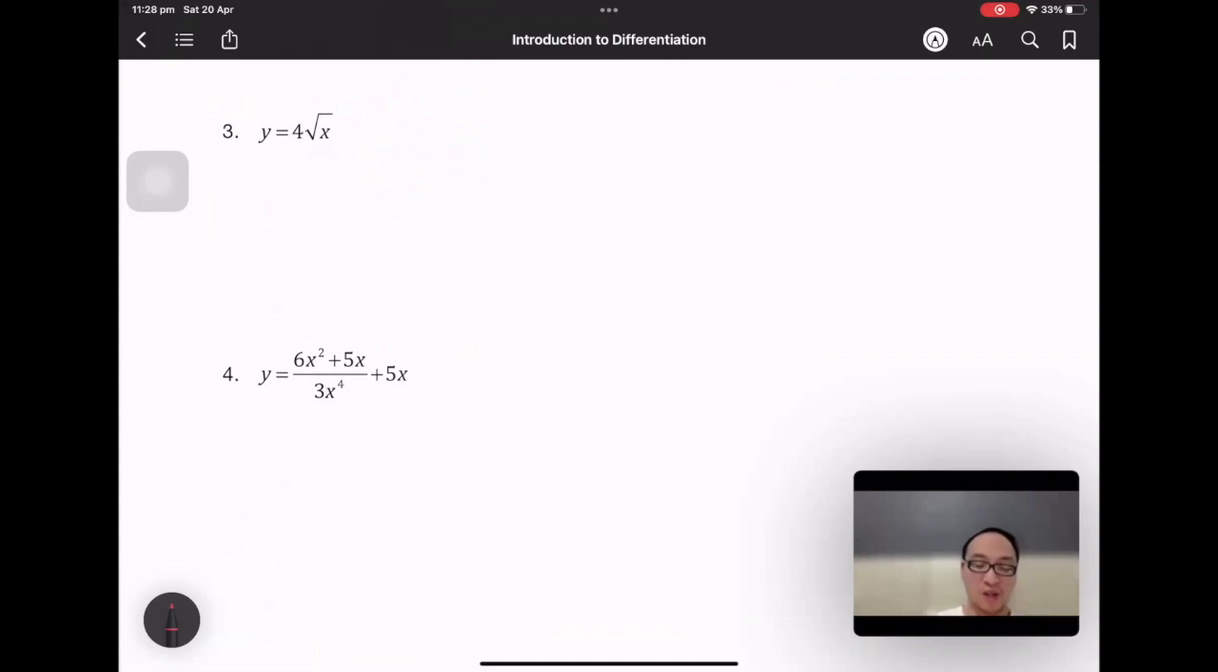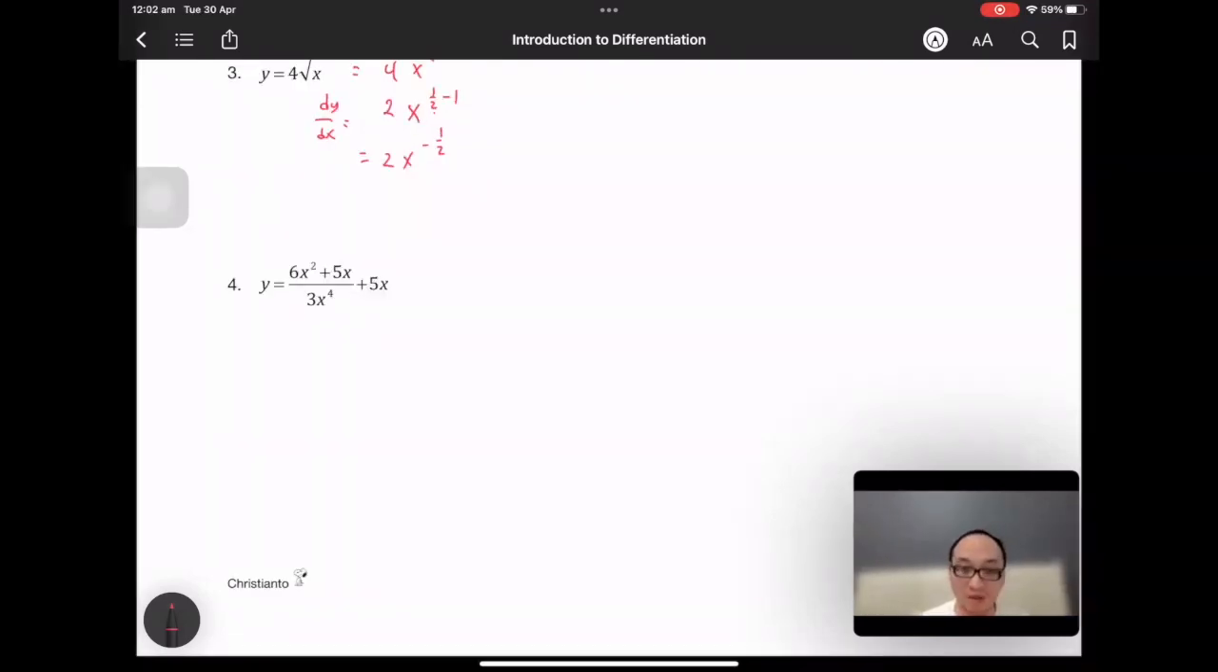Y equals 4 square root of x. So we can change it into 4x to the power of half. So that means dy/dx is equal to 4 times half. So it's 2. And then the power is minus 1. So 2x to the power of negative half.